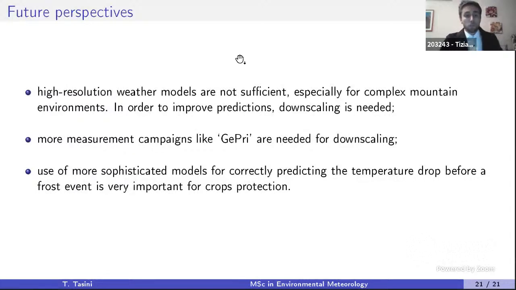So finally, future perspectives: the high resolution weather models are not sufficient, especially for complex mountain environments like Trentino and the Adige Valley. So in order to improve prediction, downscaling is needed. And for this downscaling, more measurement campaigns like the JEPRI project are needed. And then it is very important to use more sophisticated models for correctly predicting the temperature drop before a frost event for crop protection and in order to activate the frost protection system in time.